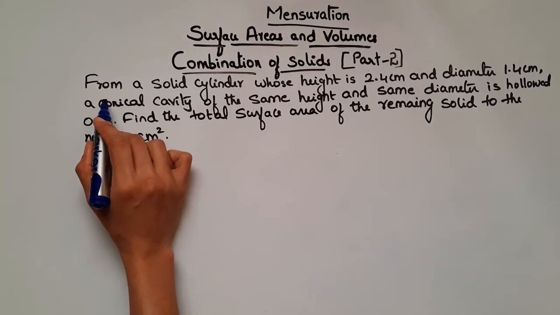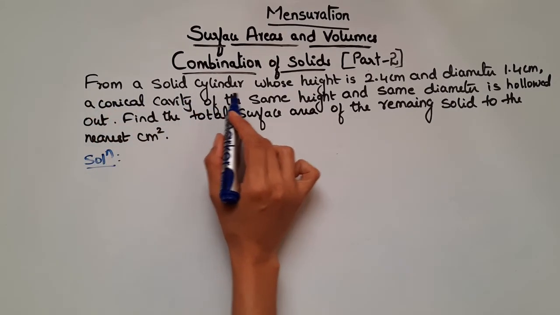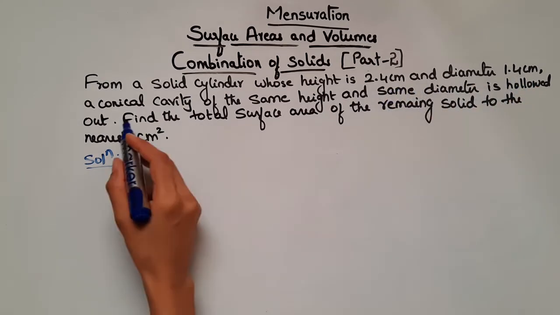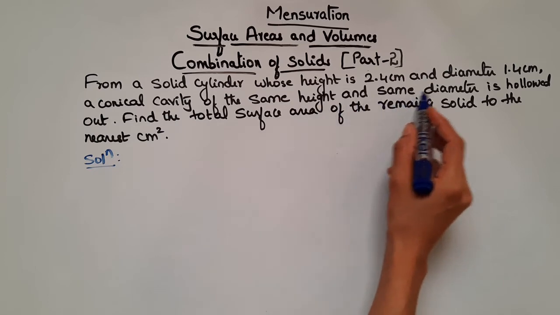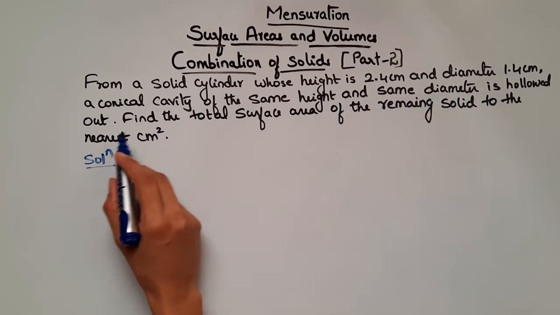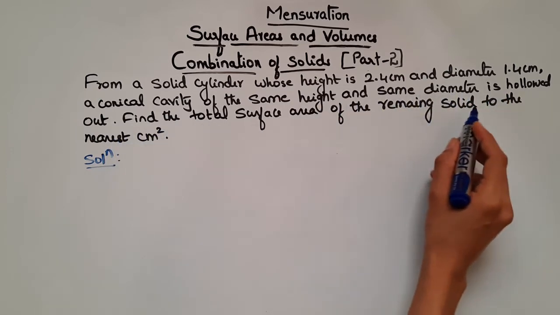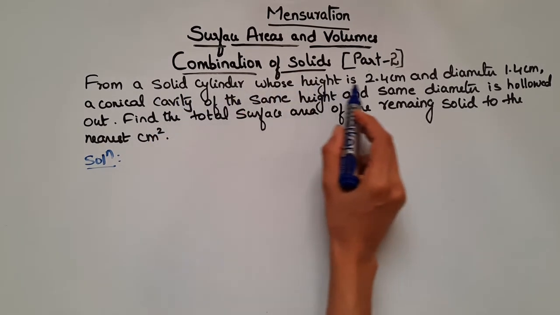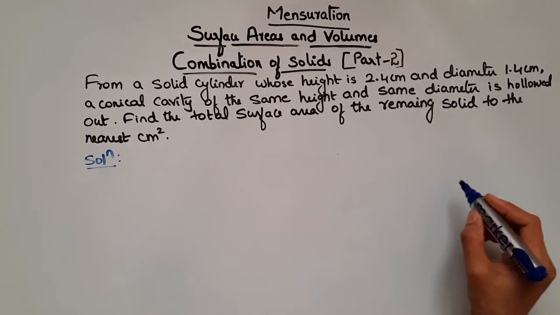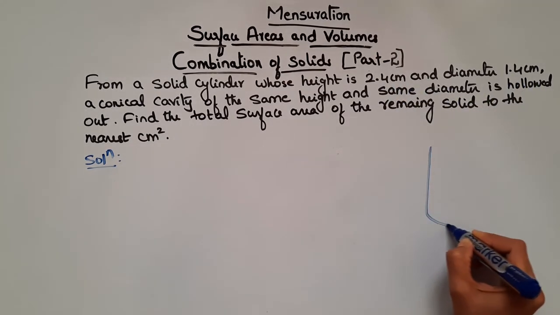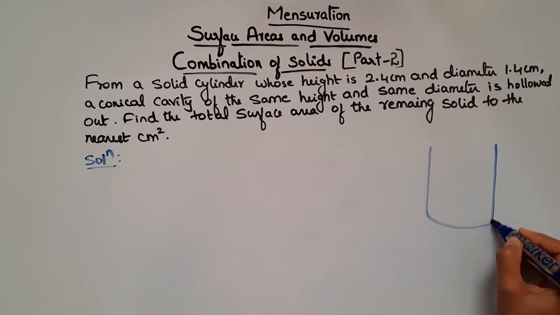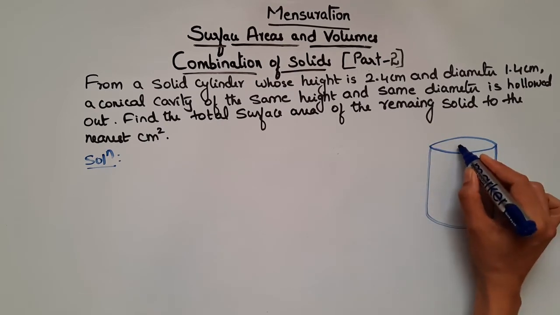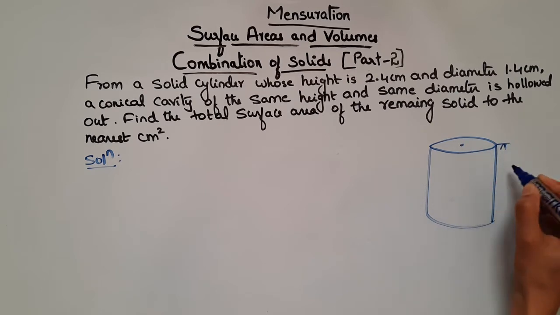So now let's see this problem. Here it says, from a solid cylinder whose height is 2.4 centimeter and diameter 1.4 centimeter, a conical cavity of the same height and same diameter is hollowed out. Find the total surface area of the remaining solid to the nearest centimeter square. They are saying they have a solid cylinder of height 2.4 centimeter and diameter 1.4 centimeter.